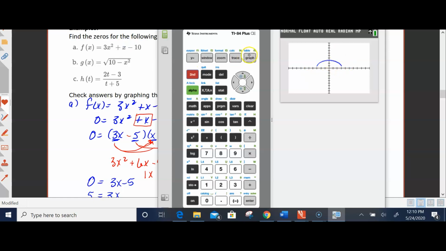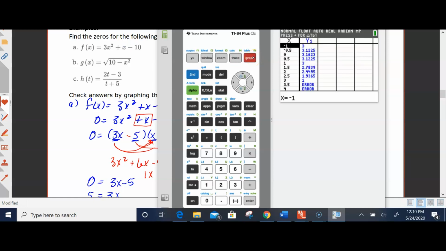You can go to your table, but you won't see them because the square root of 10 is an irrational number. But we could see that it's somewhere around negative 3 and then somewhere around positive 3. So a little bit beyond those.